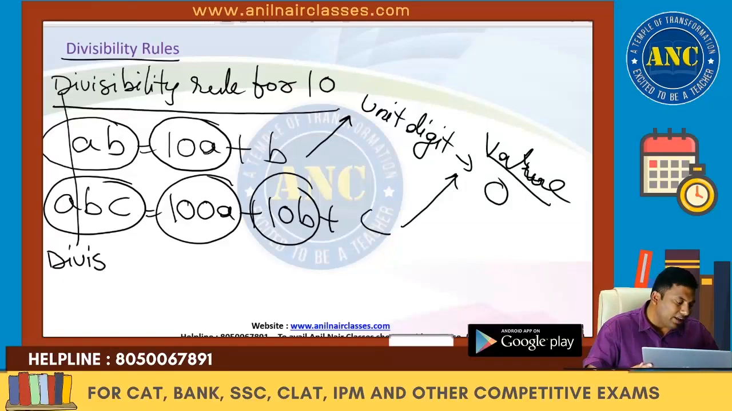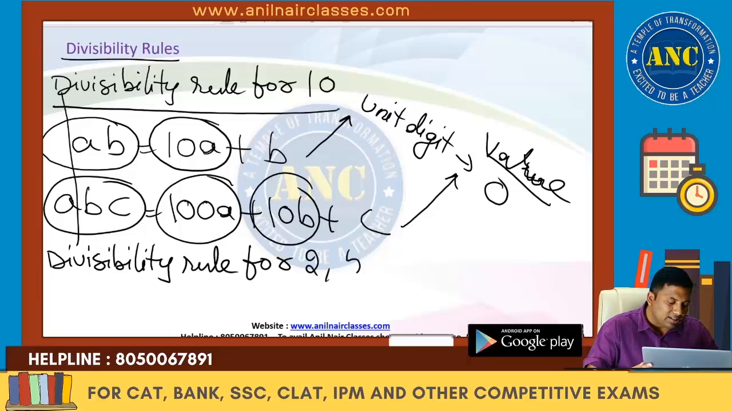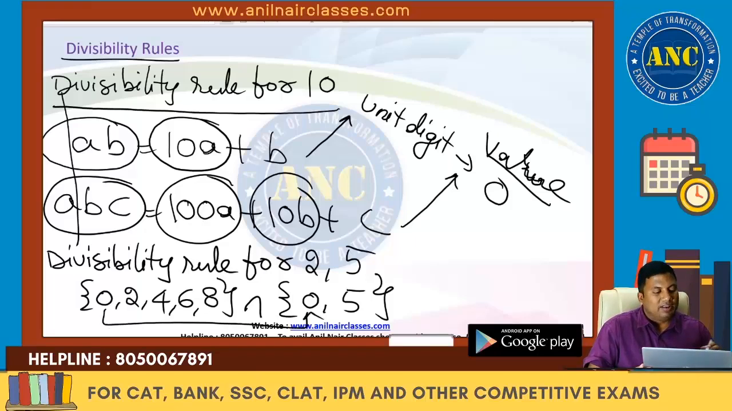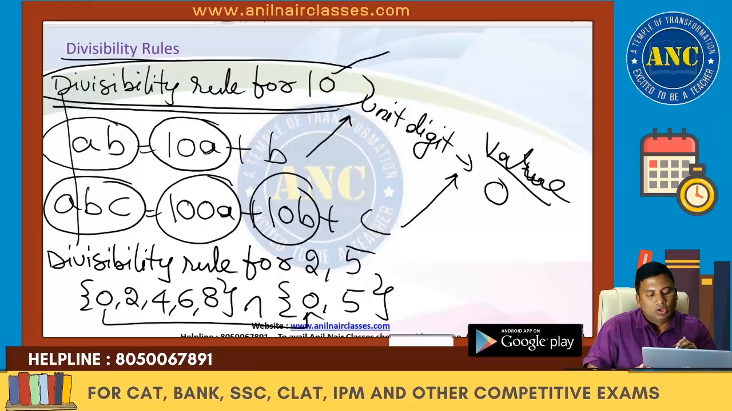The divisibility rule for 10 is nothing but the divisibility rule for 2 and 5. What is the concept for 2? The unit digit should be 0, 2, 4, 6, 8. Intersection. What is the divisibility rule for 5? The unit digit should be 0 or 5. What is common in both? Common in both is 0. That means the divisibility rule for 10 is that the unit digit should be 0. I hope it is clear.